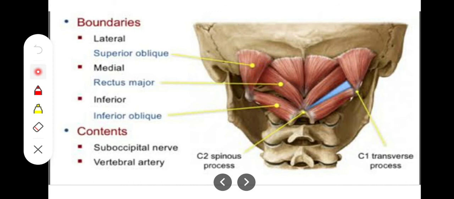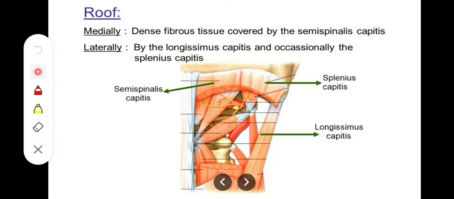Supralateral boundary will be formed by the superior oblique muscle, and the inferior boundary will be formed by the inferior oblique muscle. So rectus capitis major, rectus capitis minor, superior oblique and inferior oblique are forming the boundaries of this suboccipital triangle on the back of the neck, just below the external occipital protuberance. Supromedially by the rectus capitis major and minor, supralaterally by the superior oblique, and inferiorly by the inferior oblique muscle. Then we come to its roof.